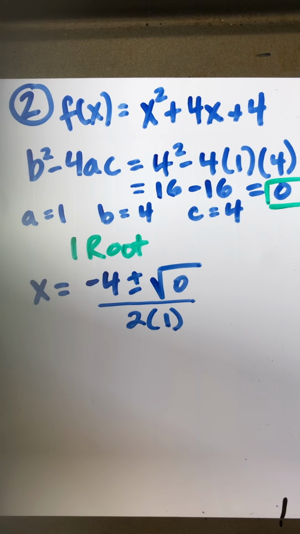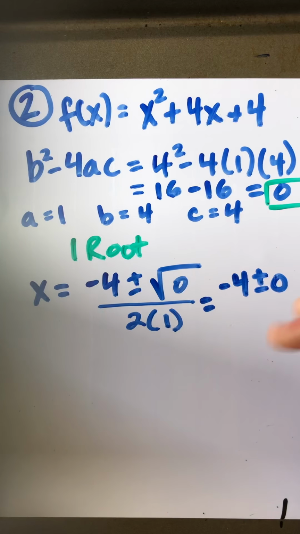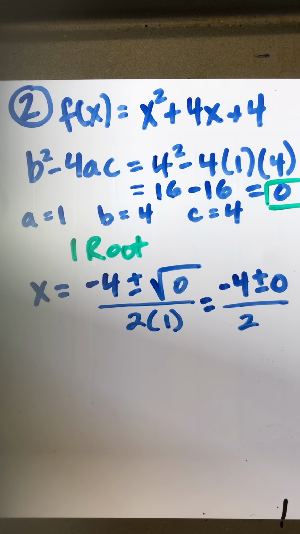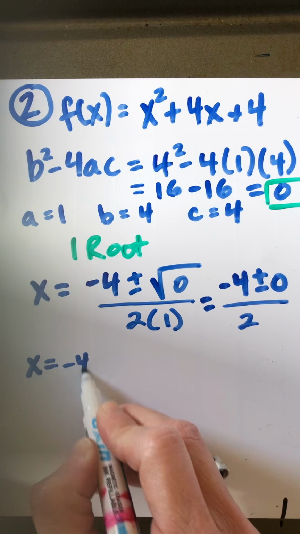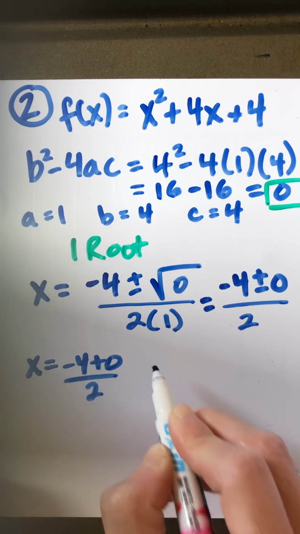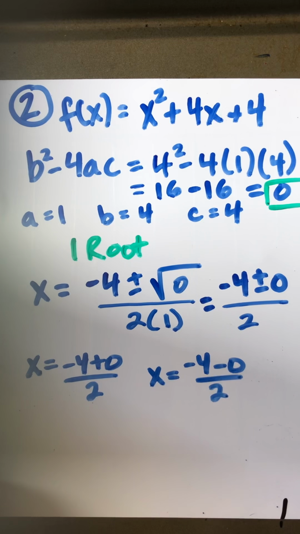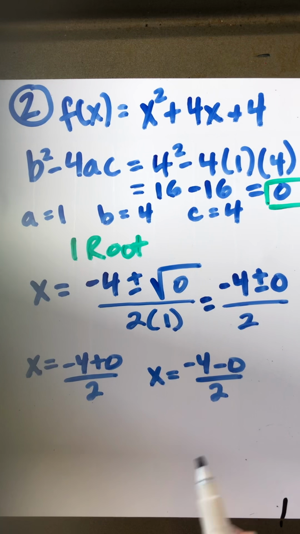So the square root of 0 is just 0. So if I want to clean this up, it's negative 4 plus or minus 0 over 2 times 1, which is 2. So now I can split this into the two possibilities. So I have x equals negative 4 plus 0 divided by 2. And I have x equals negative 4 minus 0 divided by 2. It doesn't matter whether I'm adding 0 or subtracting 0. It's not going to have any impact whatsoever on that negative 4.